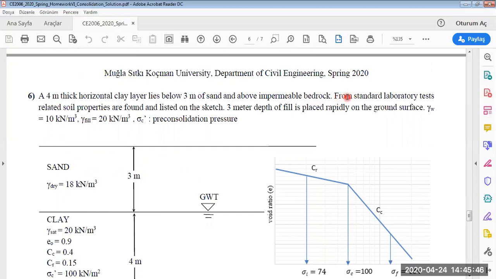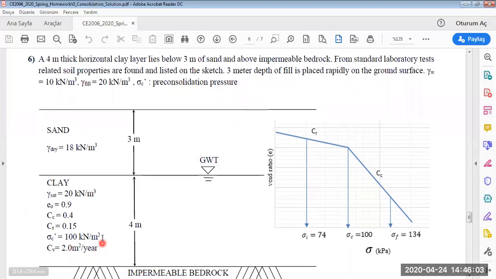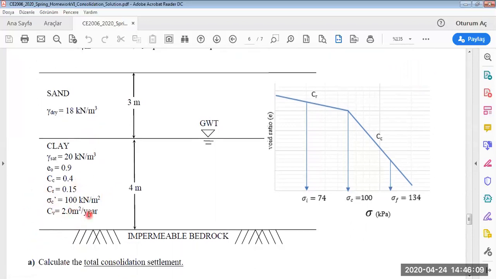In this question, a 3-meter depth of fill is placed rapidly. This is important in short time, rapidly. It's important for the clay soils, and the required parameters are obtained from laboratory tests and given here. As you remember at the beginning of the record, CR, the compression index, and the compression index are here, and this is the pre-consolidation pressure. It's given here.